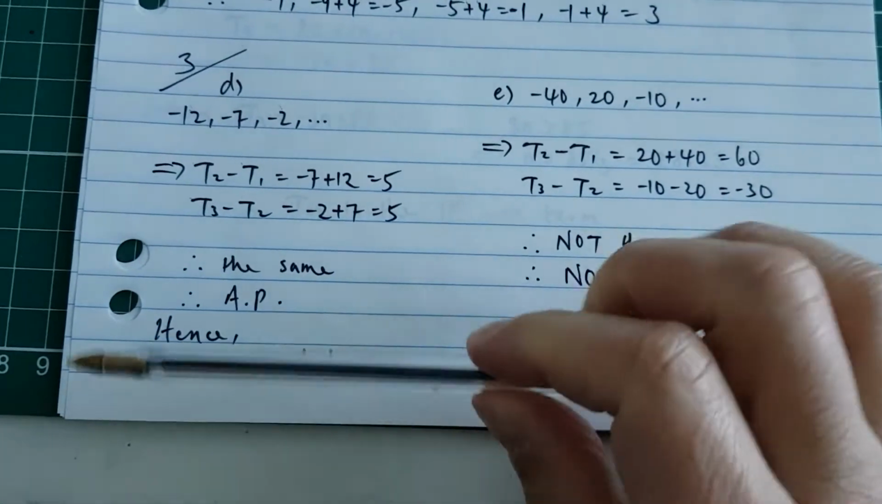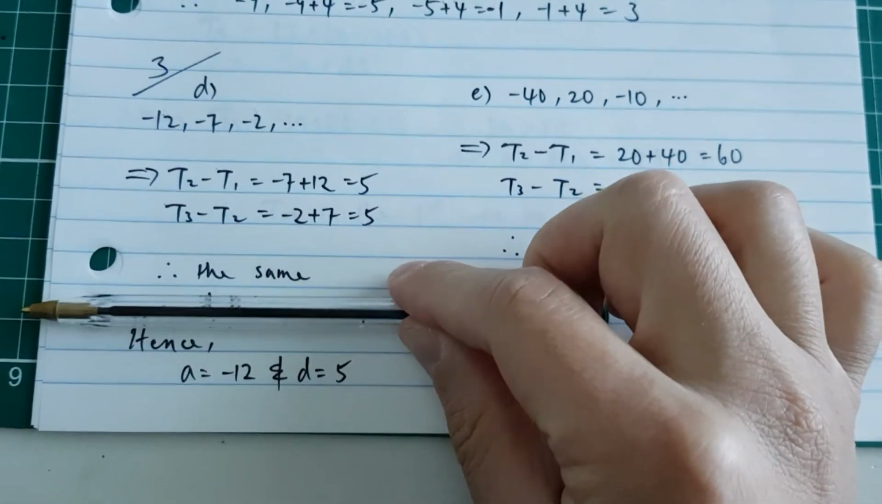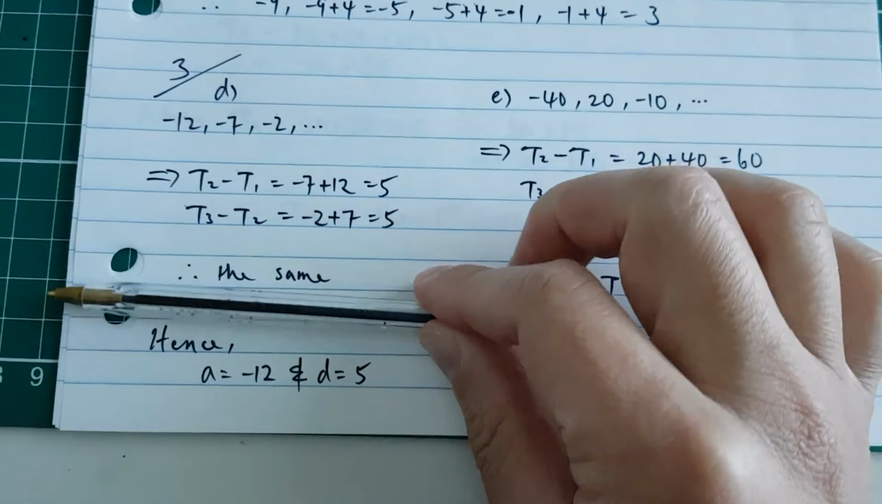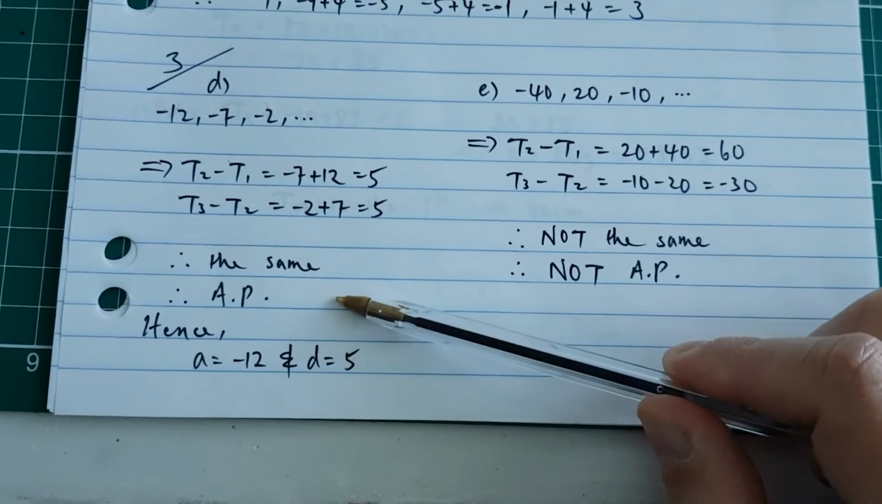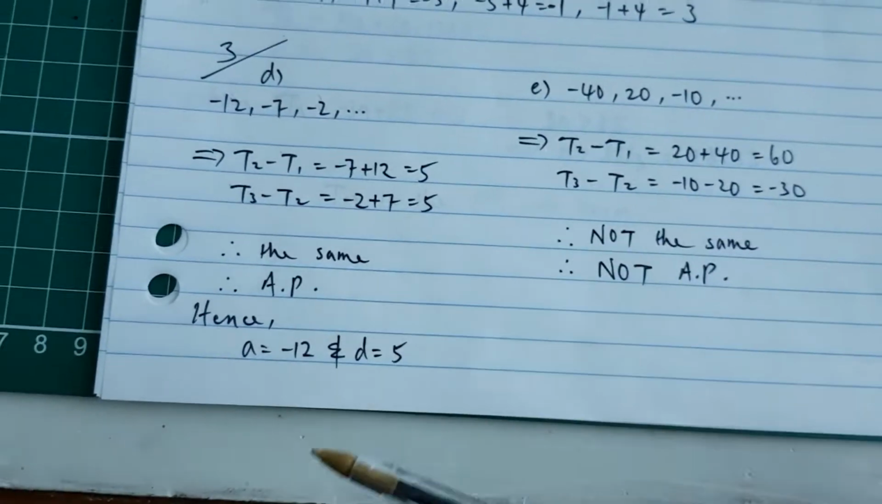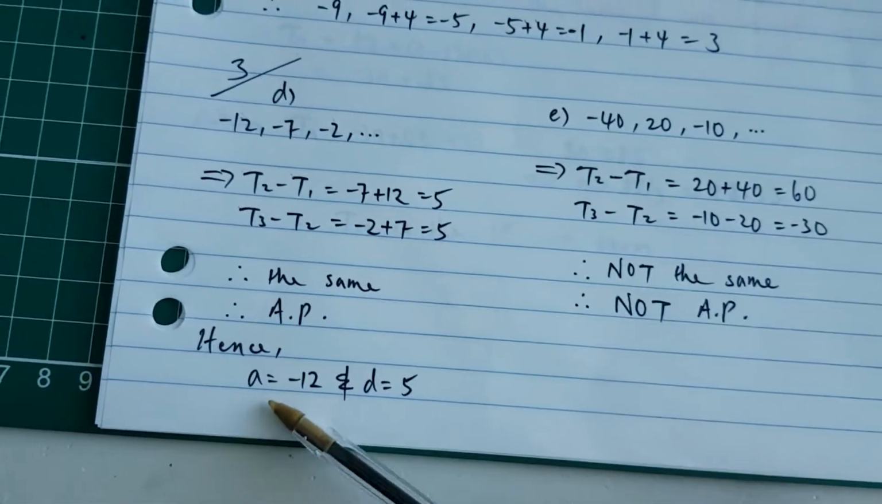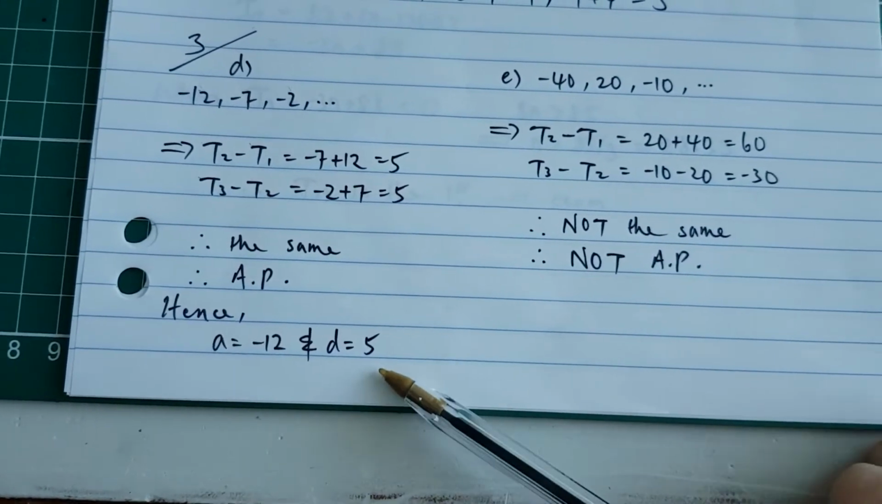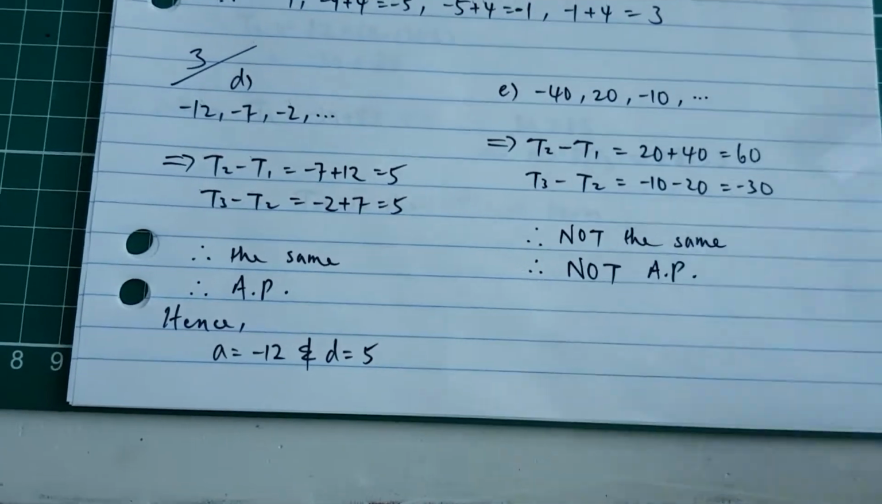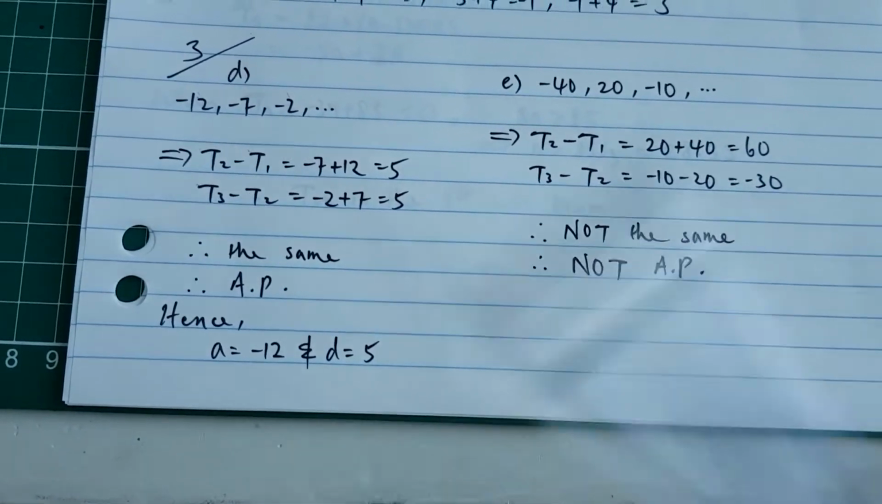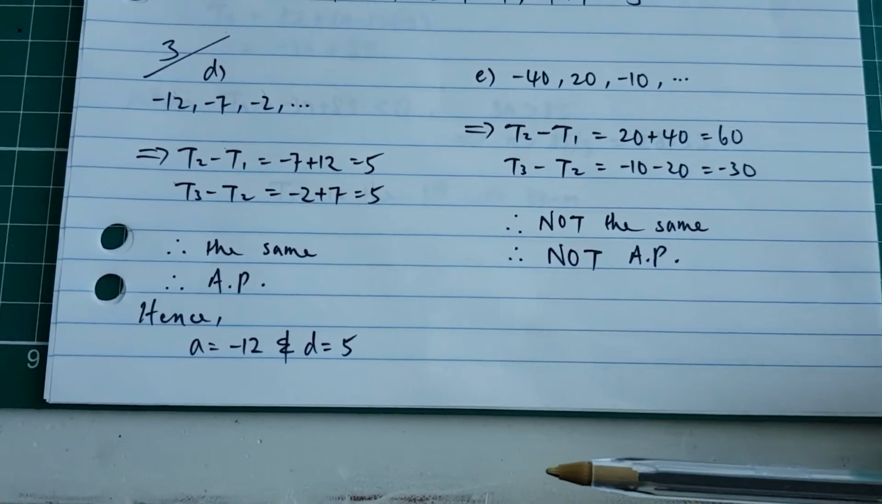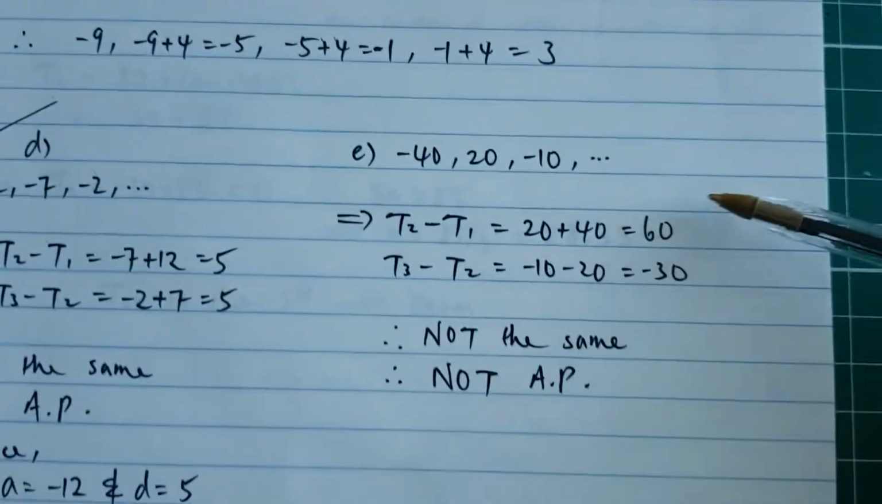Again, it's not good enough to say the differences are the same. You have to actually make a next statement, that is, therefore the sequence is an AP. And hence, we can say that the first term is -12 and the common difference is 5. Later on, you can write down the formula for it using the AP formula. We're going to have a look at that later.